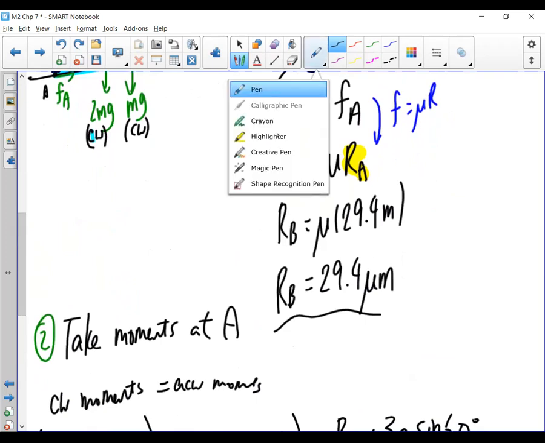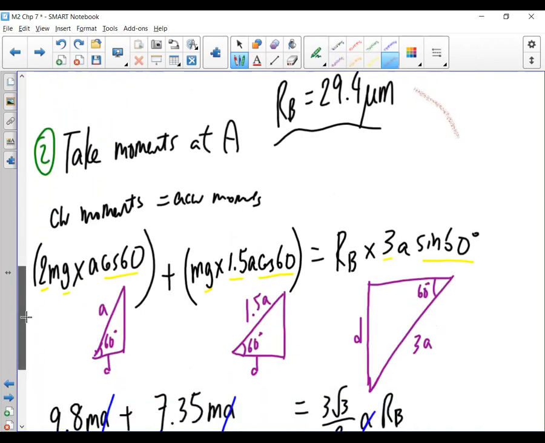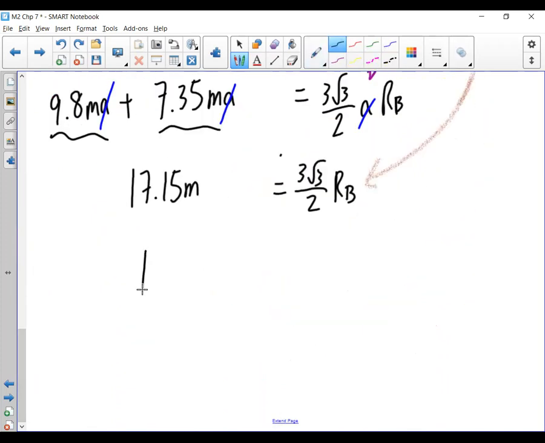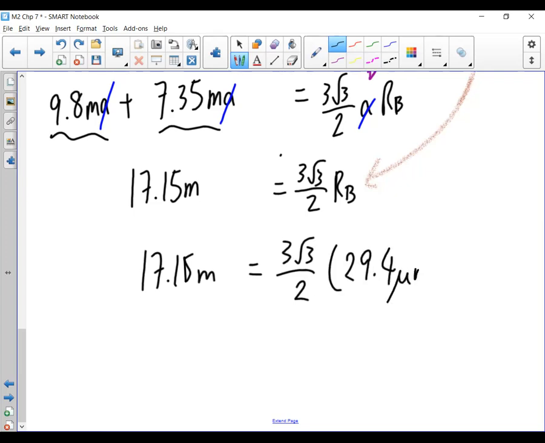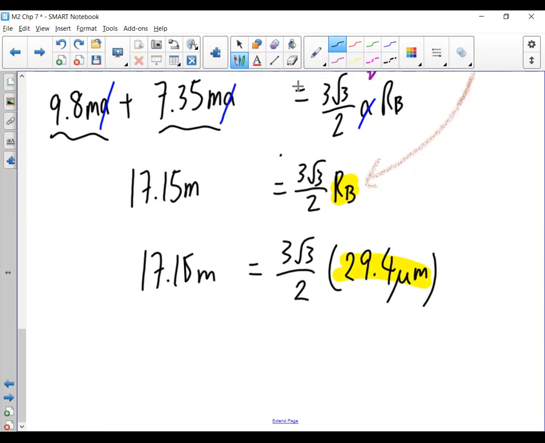What you can do is use a pencil to bring this down. So 17.15 m equals 3 root 3 over 2 times 29.4 mu m. So that RB becomes 29.4 mu m. So you will see a pattern of how we use the previous equations. Once you've done all the 3 steps, it's time to use all the 3 equations that you've created before.